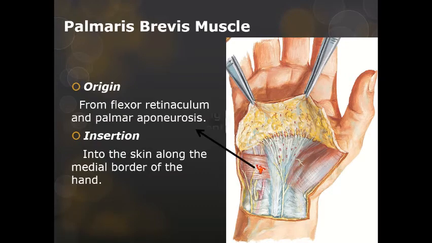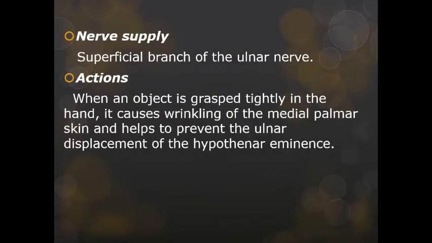Then moving to the nerve supply, it is supplied by the superficial branch of the ulnar nerve. And the action of the palmaris brevis is, when an object is grasped tightly in the hand, it causes wrinkles on the medial palmar skin and helps to prevent the ulnar displacement of the hypothenar eminence.